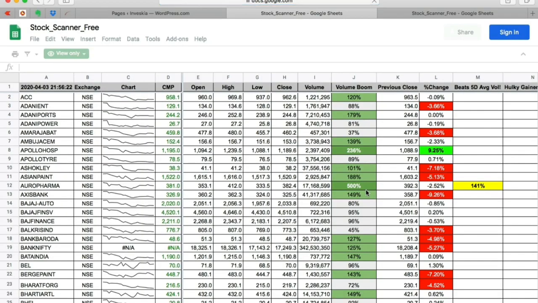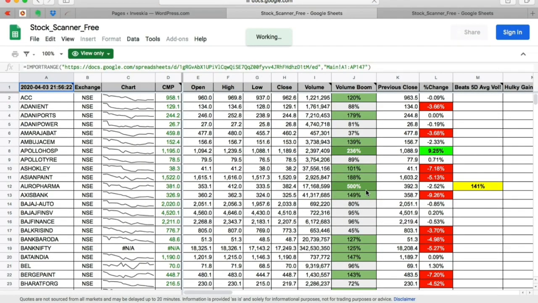Today we are going to talk about a free stock scanner. This sheet will be very helpful for those who invest in stock market but couldn't track it. It will definitely help you a lot.